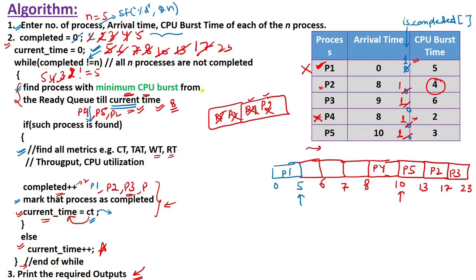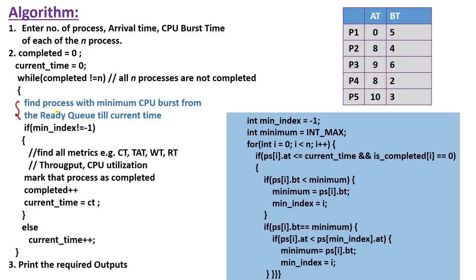Now you will be thinking, what is the code for this part? That is, how we can find the process with the minimum CPU burst time till the current time. So let's see the code for this part, because this is also important. So here is the code for this part. That is how we can find the process which has the least burst time from the processes available in the ready queue till the current time.